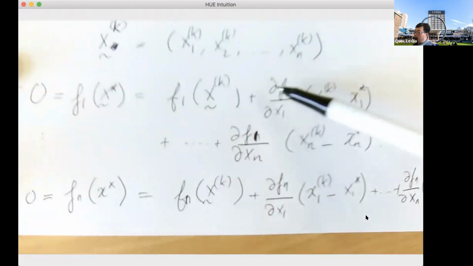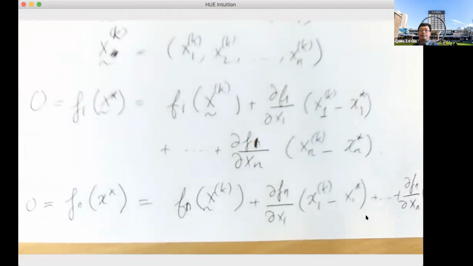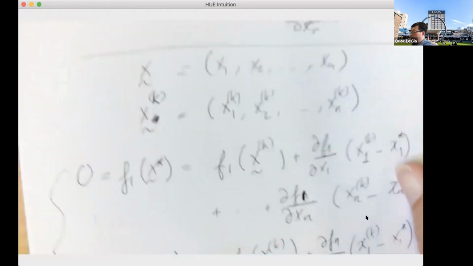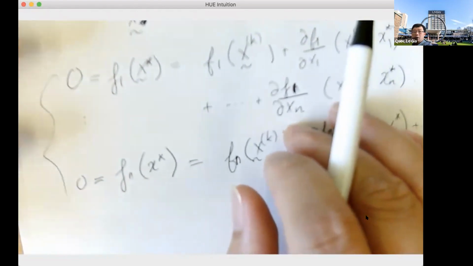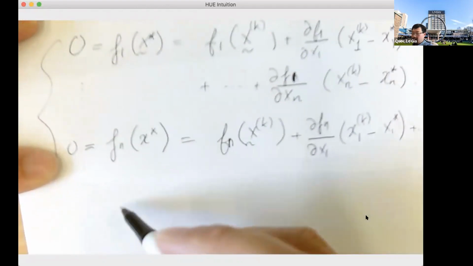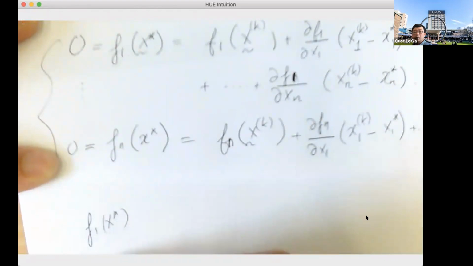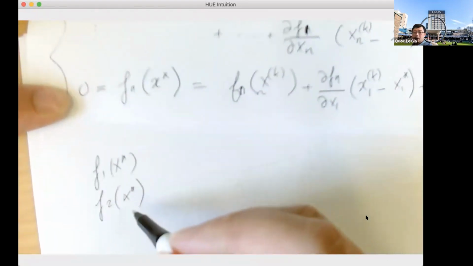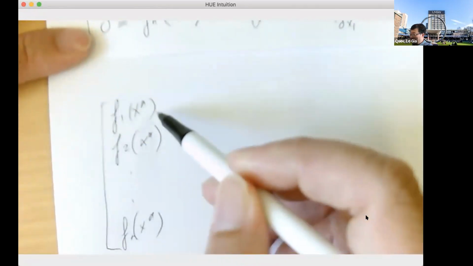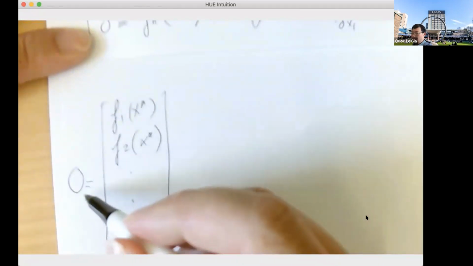Okay, so now can I simplify this into a linear system? Well, first I have to rewrite this into a system of linear equations, right? So suppose I have this, yeah. And now I split it up. Okay, so this one will be my vector, f1 of x star, column vectors, yeah, up to fn of x star. I mean, at least on the left, I get a big column like this equal to zero. So this is the zero vector, yeah.